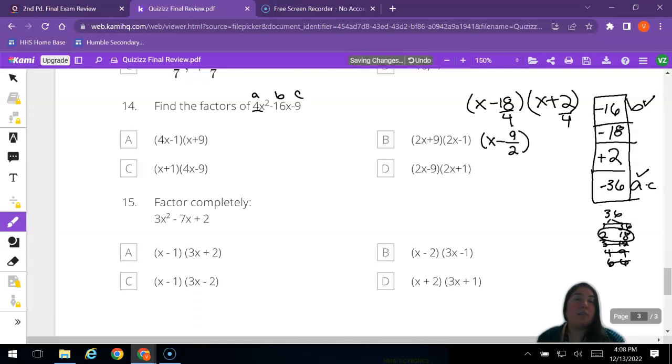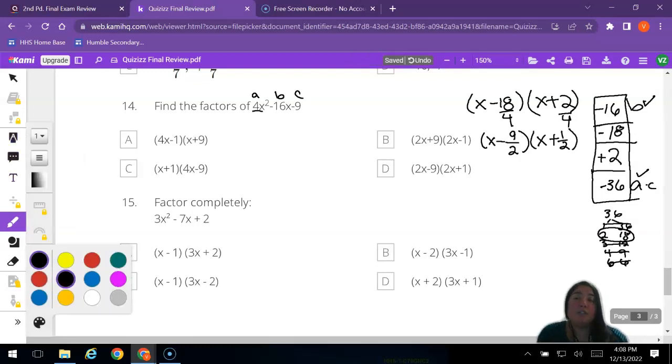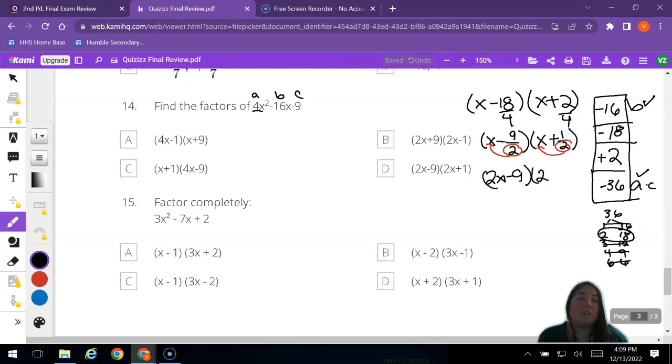And then let me look at this. I can't get a whole number when I do 2 over 4, but I can divide both numbers by 2, so I'm going to get x plus 1/2. Now, because I have two fractions, I don't like that. So all we have to do now is just move the denominator in the front, move the denominator in the front, and these are my two factors. 2x minus 9, 2x plus 1. So let's take a look. 2x minus 9, 2x plus 1. That's my answer.